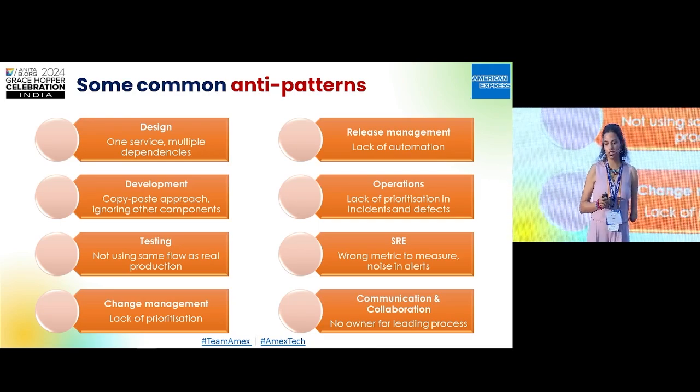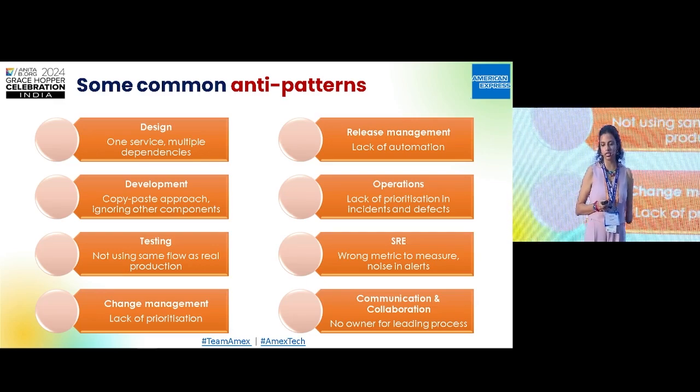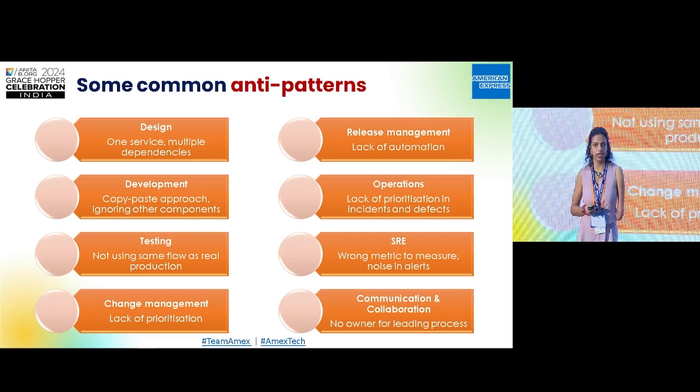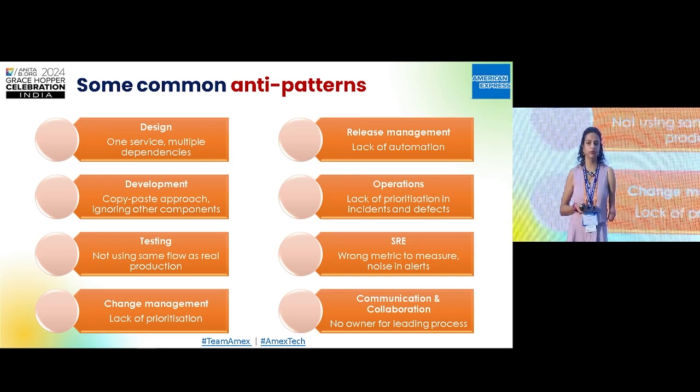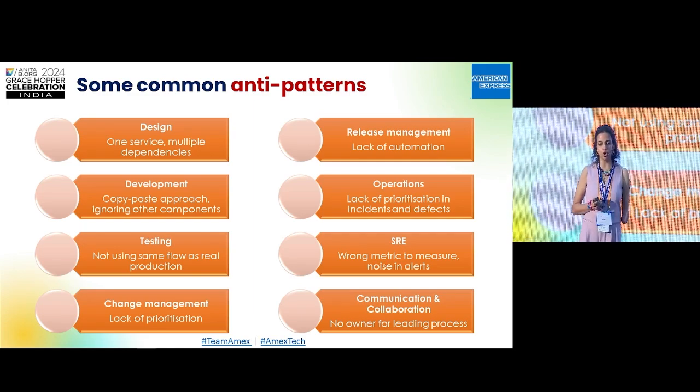Last is communication and collaboration, very close to my heart again. It's process-oriented, ignored most of the time, but it has a very broad impact. Though you have all the processes and standards in place, if there is no leader to track those processes and standards, your whole process and the software development performance will also fail. So these are some of the common anti-patterns.